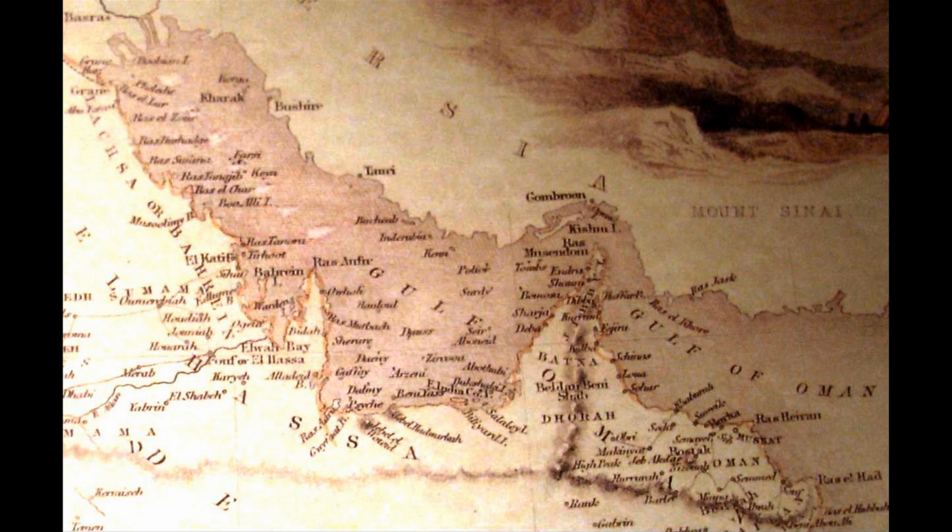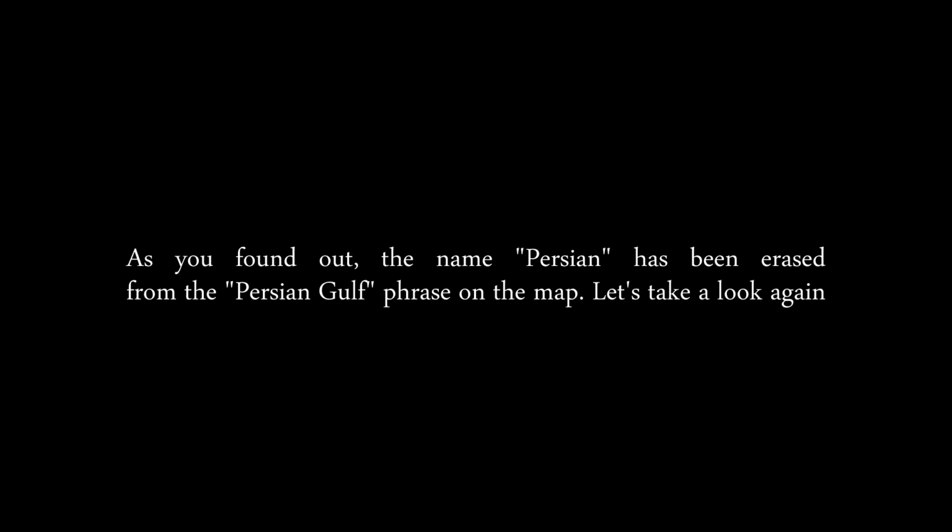It's a historical map at a Dubai Museum, Saeed Al Maktoum House. As you found out, the name Persian has been erased from the Persian Gulf phrase on the map. Let's take a look again.